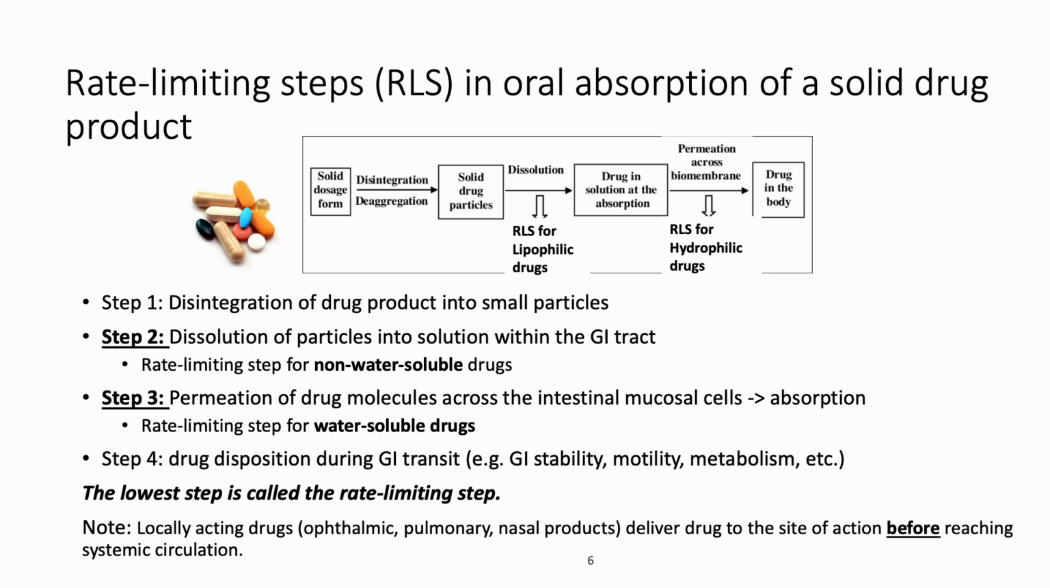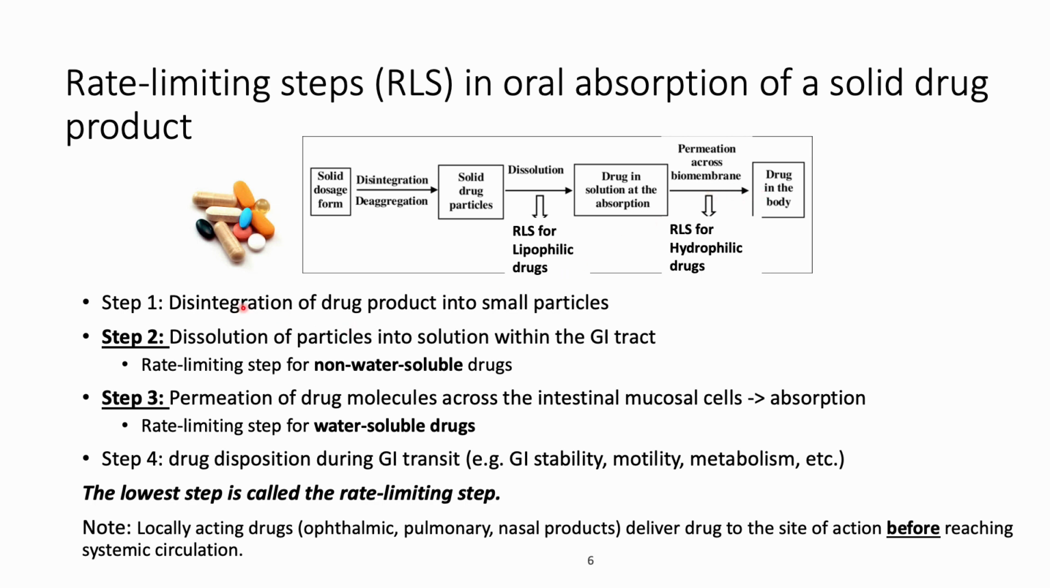So for any oral drug, the drug needs to be disintegrated first into small particles from the solid dosage form. And then the small solid drug particles will be dissolved at the molecular level. And from the solution, the drug will be absorbed through permeation across the membrane by different mechanisms, and from there the drug will be distributed to the body.